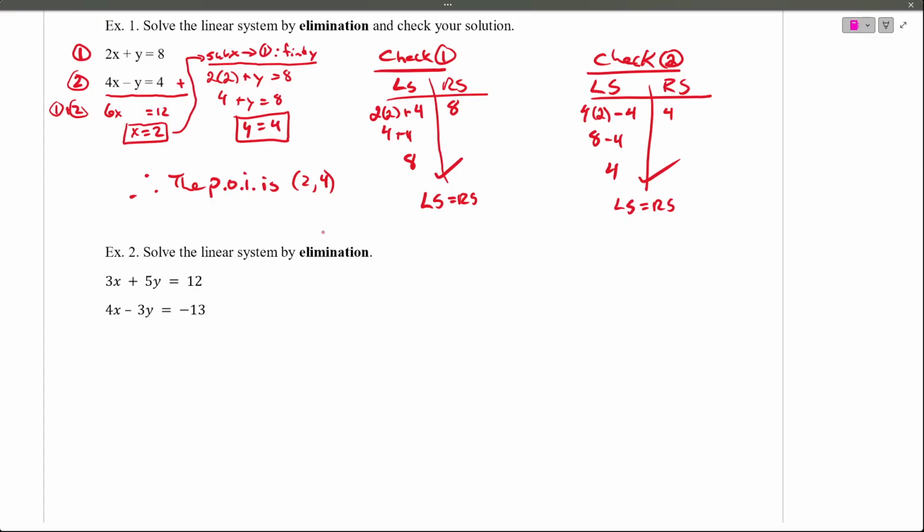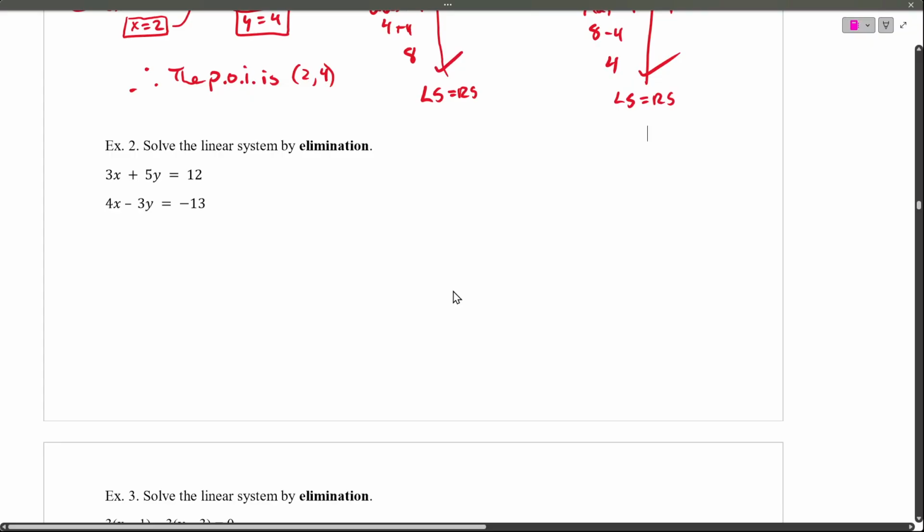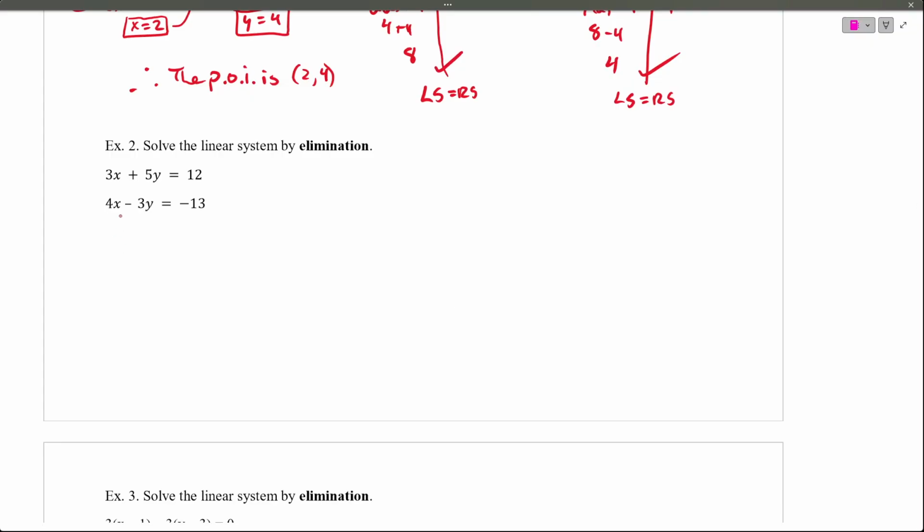So let's try one that's a little bit more complicated this time. This one's going to take us a little bit of work. But we don't have to check our solutions, so we're just going to go for it. On the bottom here, we have solve the linear system by elimination. We don't have any nice values for matching coefficients, so we're going to have to do some work. Step number 1, label our equations. So this is going to be equation 1, and this one's going to be equation 2.